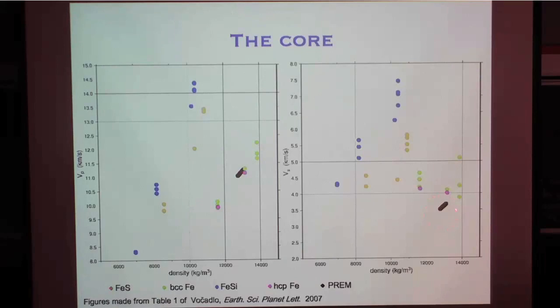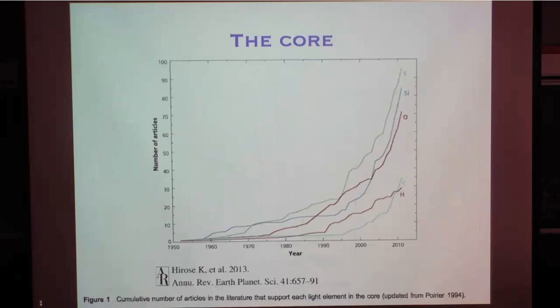Things become a little bit more problematic when we try and match shear velocity. So for sensible temperature estimates, and assuming that everything is solid, it's kind of tricky to simultaneously match density and VP and VS for the core. So that's something to bear in mind. And this picture is just showing you the effects of sulfur and the effects of silicon.